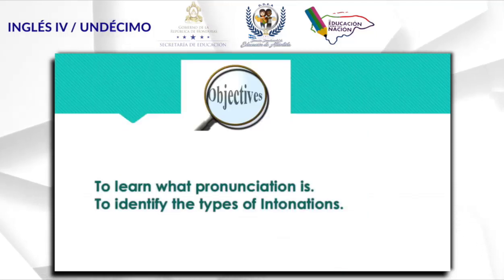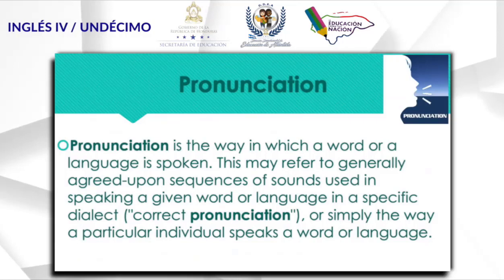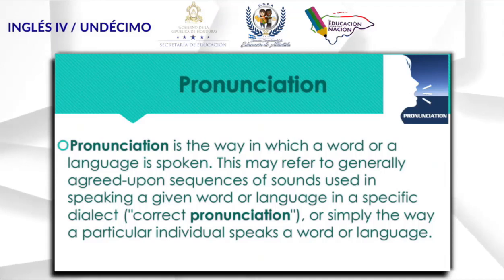Objectives of this class: to learn what pronunciation is, to identify the types of intonations. Pronunciation is the way in which a word or a language is spoken. This may refer to generally agreed upon sequences of sounds used in speaking a given word or language in a specific dialect, correct pronunciation, or simply the way a particular individual speaks a word or language.